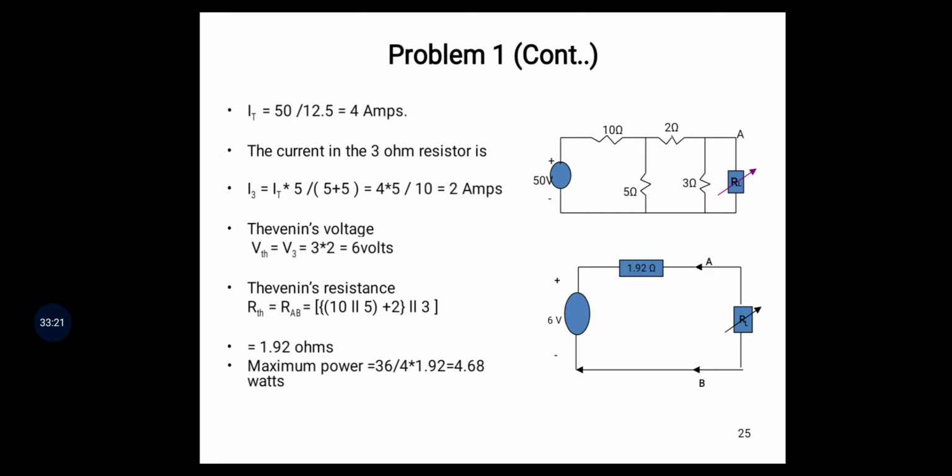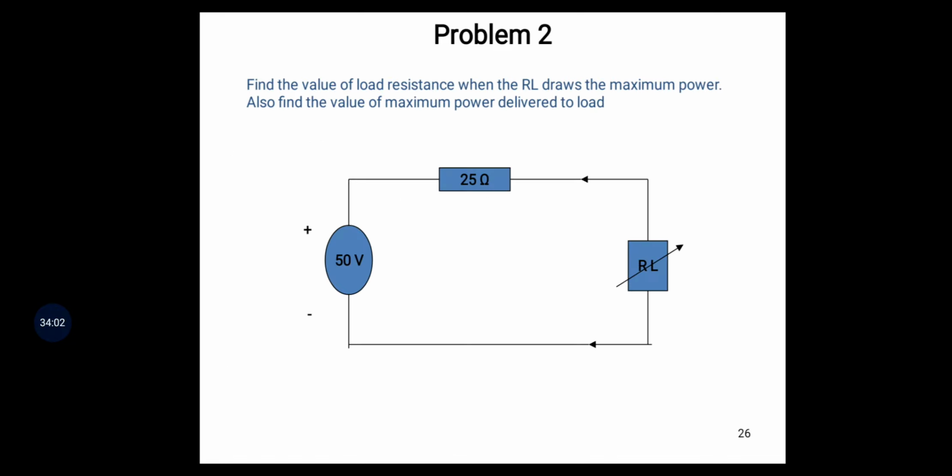Then we replace the entire circuit with Thevenin's equivalent, 6 volts in series with 1.92 ohms, and then connect the load resistance RL in series with this circuit. For maximum power transfer, the formula is V² by 4RL or Vs² by 4Rs. Here V² is 6², that is 36, divided by 4 into Rs, 4 into 1.92 ohms, that equals 4.68 watts. So in this way we find the maximum power.